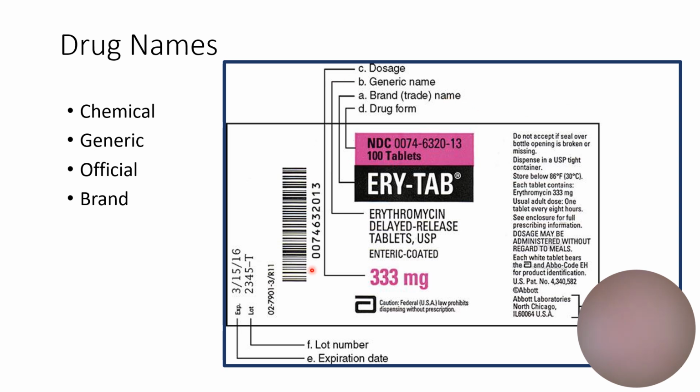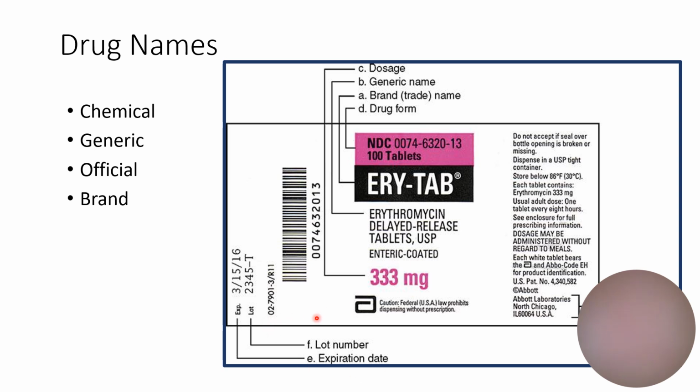If you follow these down, here's your dosage. That's 333 milligrams. Your generic name is erythromycin. This is your brand name, Ery-Tab. We know it's the brand name because it has a capital letter there and a trademark. Here's your drug form. These are more instructions on the medication, like this says dosage may be administered without regard to meals. What does the tablet look like? Do not accept this or use it if the seal is broken.